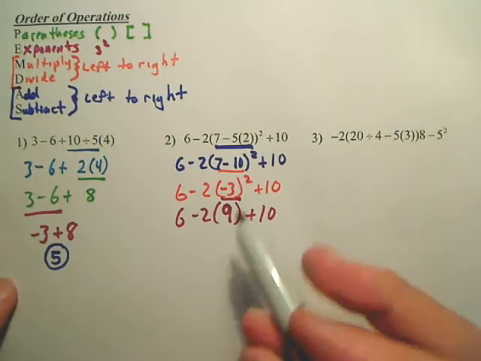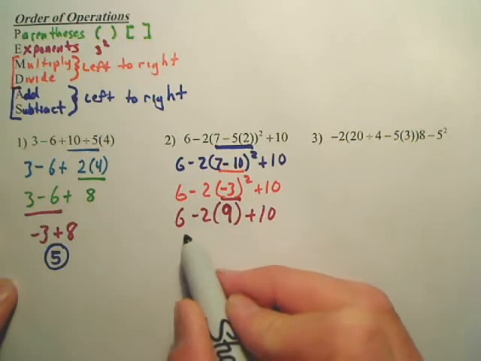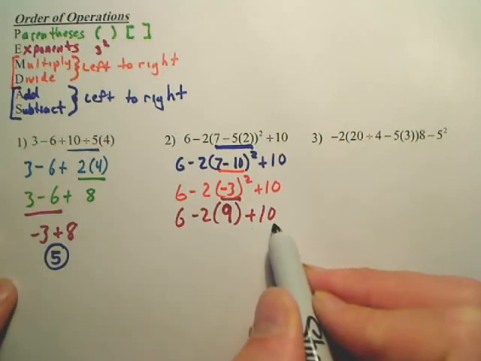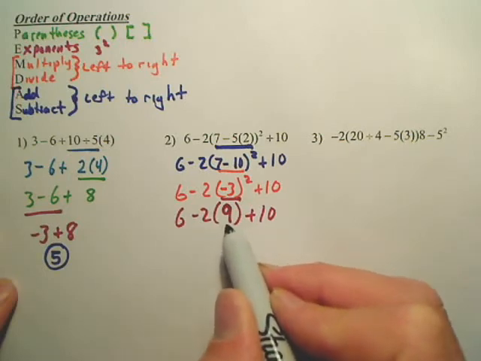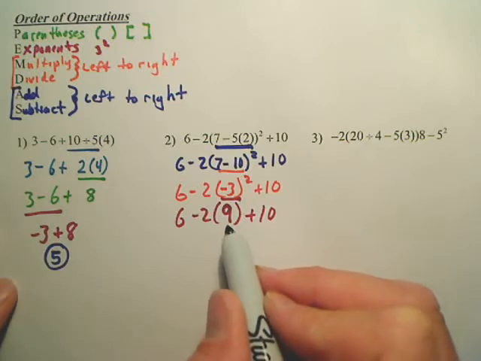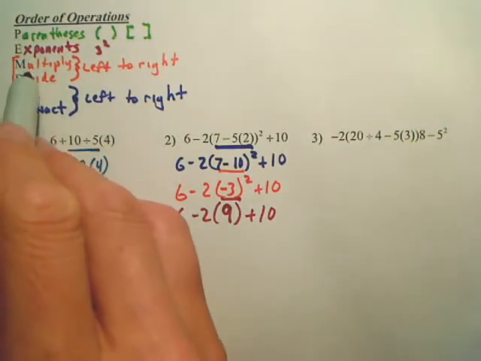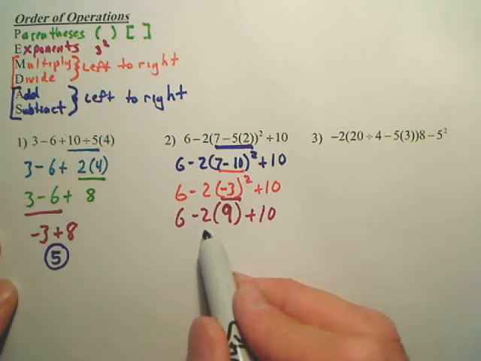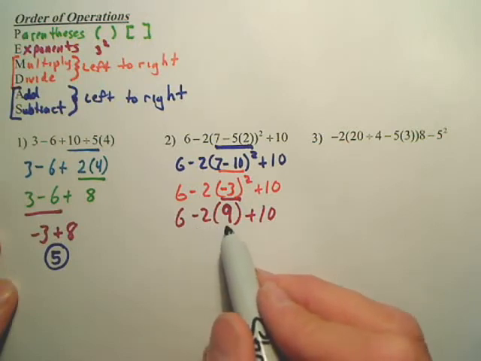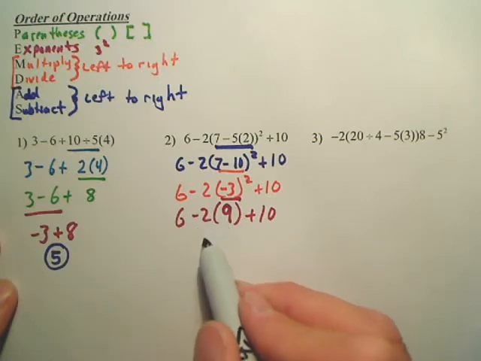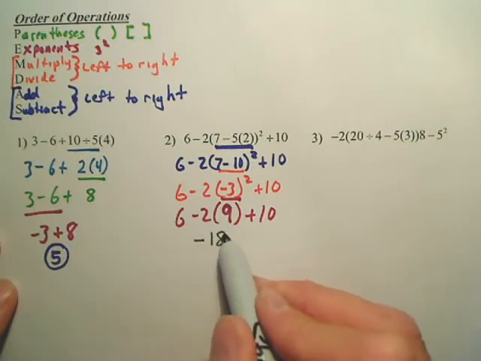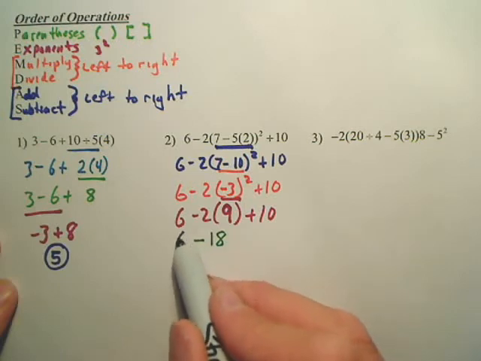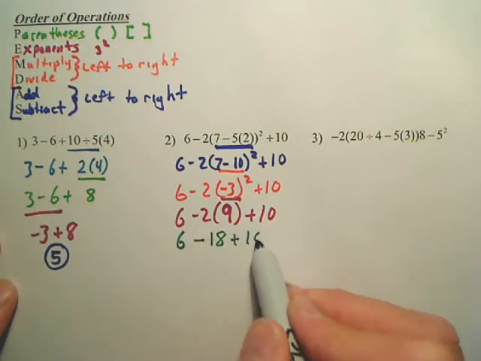Alright? Now, any more exponents or parentheses? No. There is parentheses, but that's a 9 inside. It's now a multiplication. Okay, multiply and divide left to right. So that's a minus, skip that. Okay, can you see that as a negative 2 times 9? Negative 2 times 9 is negative 18. Bring down the 6, bring down the 10.